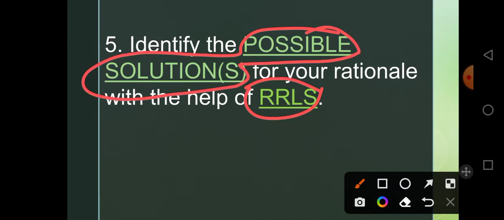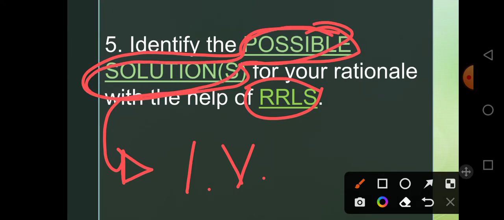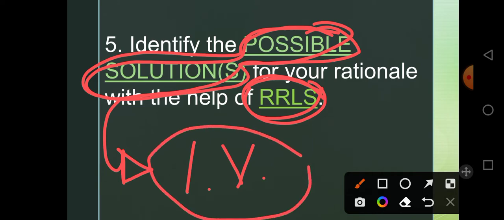And this possible solution, class, will actually serve as your independent variable. Okay? So, with such identification of possible solutions through the help of RRLS, it will lead you to the identification of your independent variable. Okay. With that said, class, can we say that we can already deduce a research title from these guidelines?